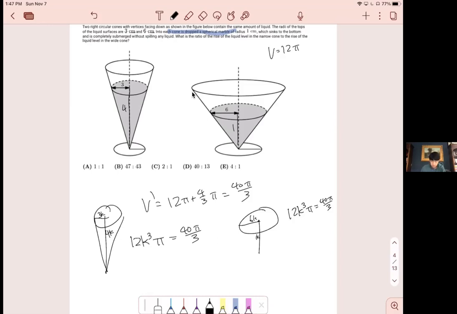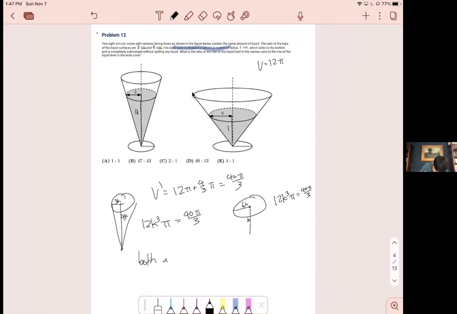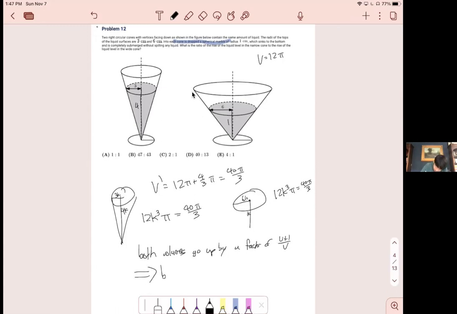And it points to a deeper truth, which is that both volumes go up by a factor of V plus 1 over V. And this means that both heights go up by a factor of the cubed root of V plus 1 over V. Because for every factor that you magnify the height, the radius will be magnified by the same factor, and so the factor ends up being cubed.